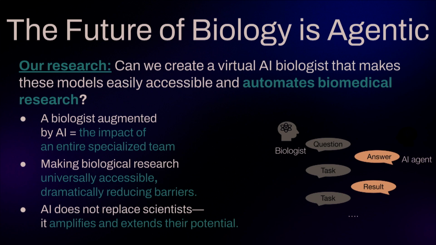Right? And if we can do something like this, it would have a tremendous impact, because now we can think about biological scientists, human scientists, augmented by AI. You can now have the impact of an entire specialized team, right? I think that's very important, because this means that we are making research universally accessible, dramatically reducing barriers, right? If you think about this, there are not too many places in the world like Stanford where you truly have a critical mass of people that are experts in their own areas who can come together and do something amazing together.